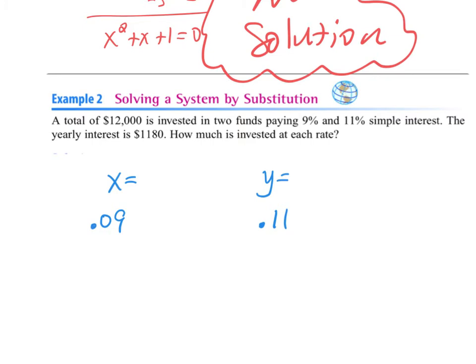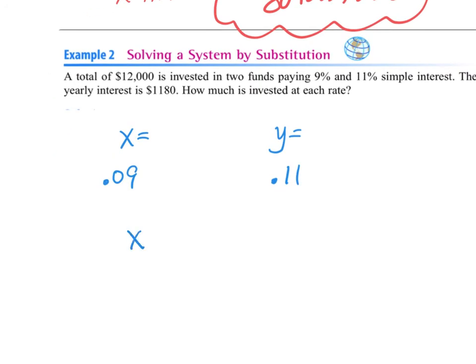I have these 2 funds. How much is invested in the 2 funds? In total? Mm-hmm, in total. 1,000 each. Well, you don't know that. We're going to figure that out. It's not equal. How do you know that? What is the total that they told us? So would you agree with me that x plus y should equal $12,000?